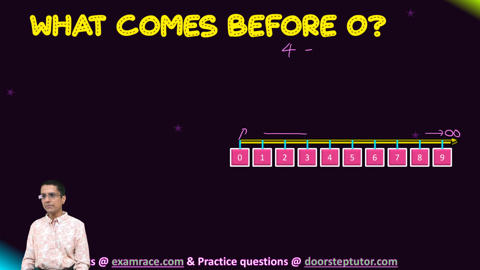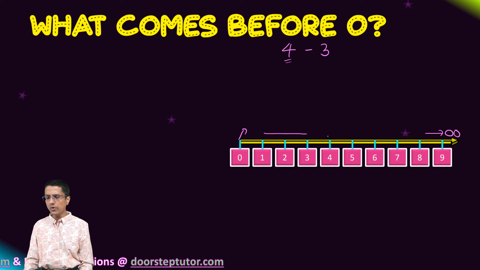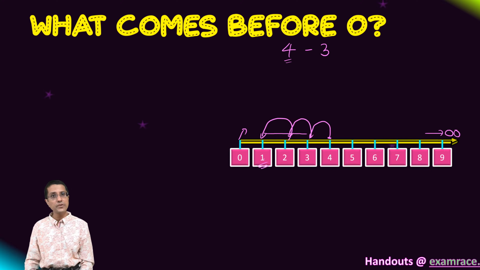For example, let's say that I start with 4 and I subtract 3. What I have to do in this case is start from 4 and go back 3 places, and I would end up at 1. So this is what this operation is really doing.